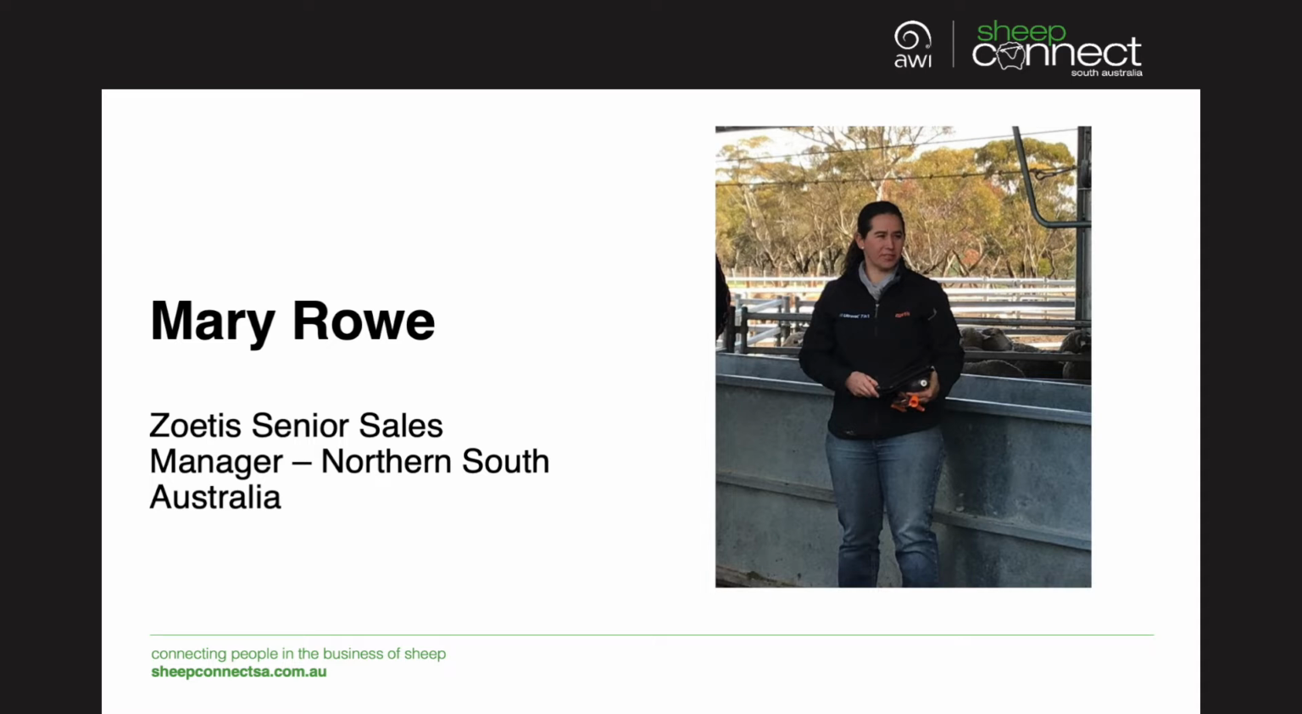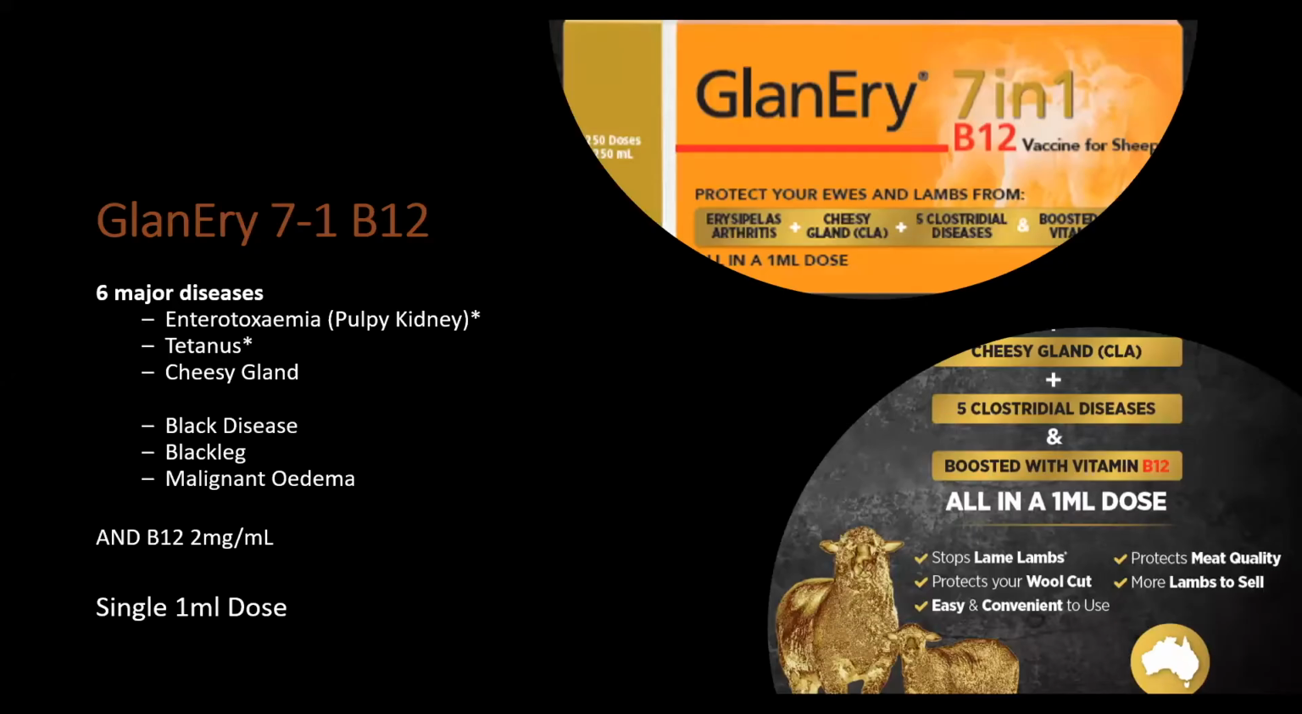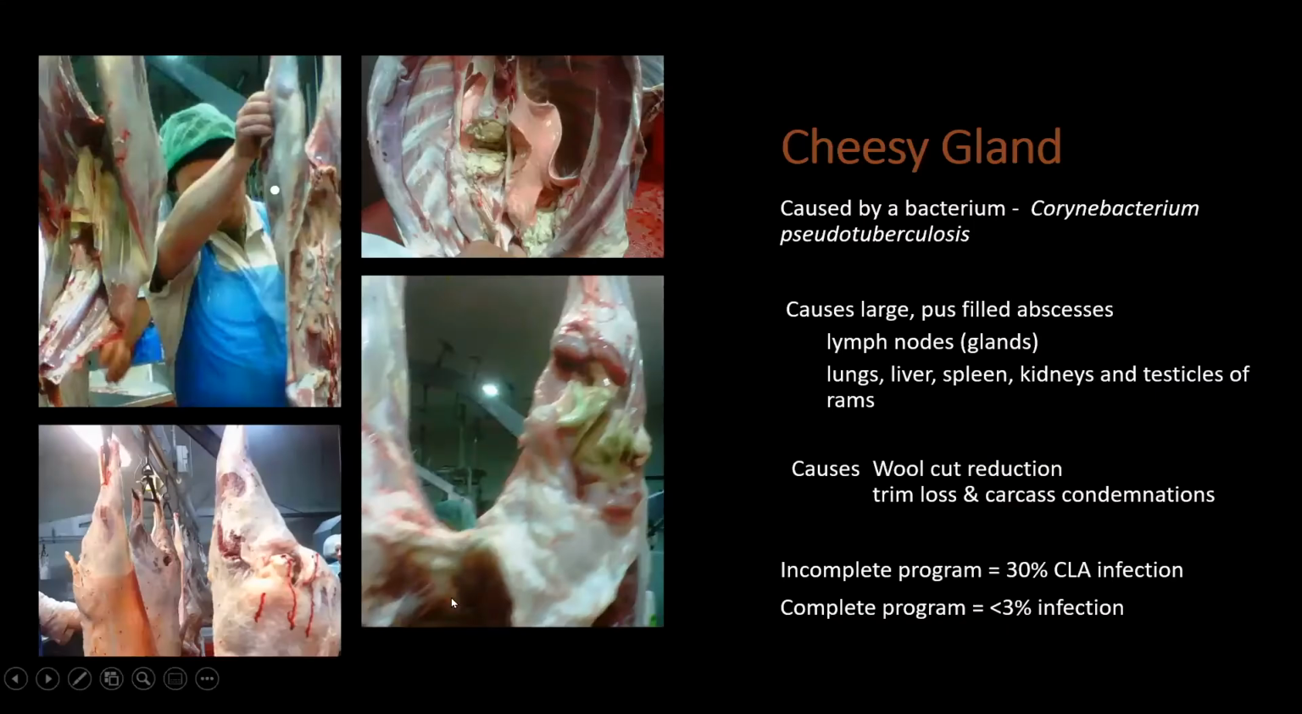Thanks, Bart. We'll just have a bit of a talk about some of the preventable diseases and the range of options for these diseases. So when we think about diseases which are causing production losses on farm, the most common ones start with things like pulpy kidney, tetanus and cheesy gland. And sometimes after that, we get other production losses from the other clostridials being Black's disease, black leg and malignant edema. I thought we'd jump into an overview of what these diseases look like on farm, and maybe that will help producers make an informed decision about which vaccine is the best fit for their business.